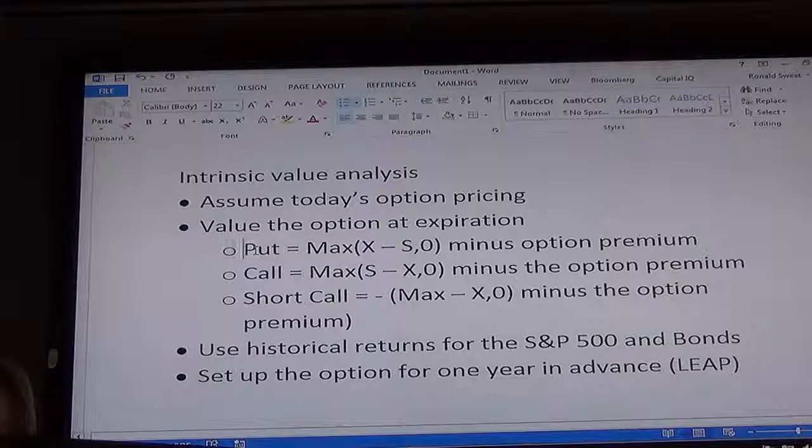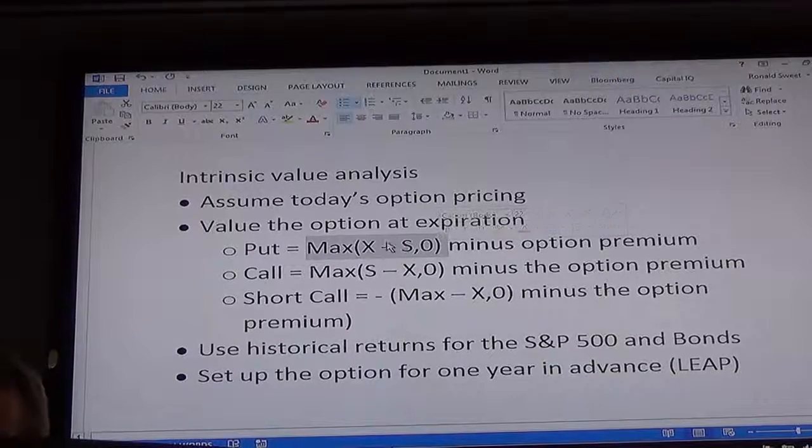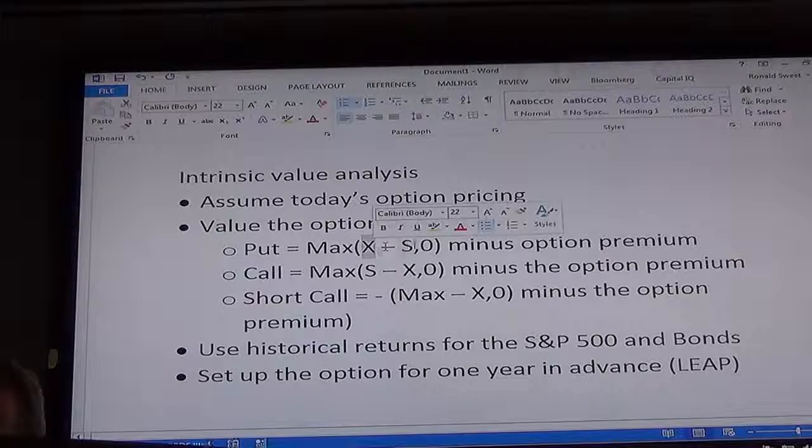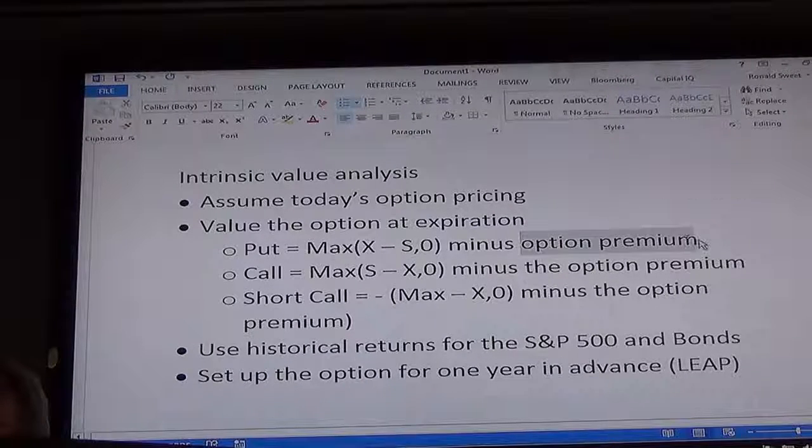If we bought a put with a strike of 1,000 and the S&P a year from now is at 1,100, what would this put be worth? Your strike is 1,000, the S&P is at 1,100. You don't want the right to sell the S&P at $1,000 if it's trading at 1,100. That's not a valuable thing to do. So in that case, you just pay the option premium.